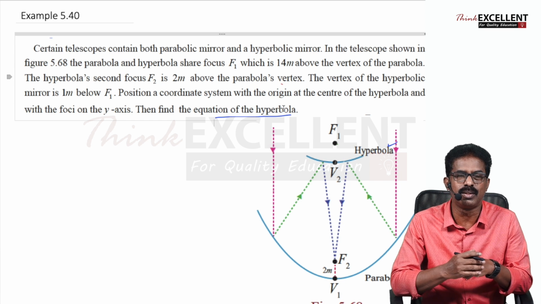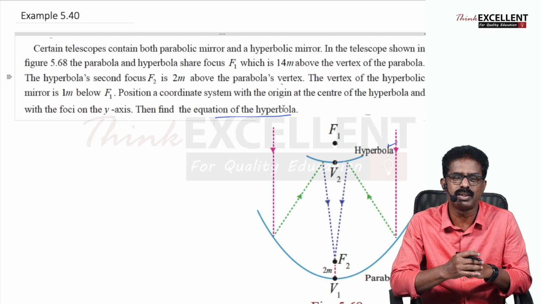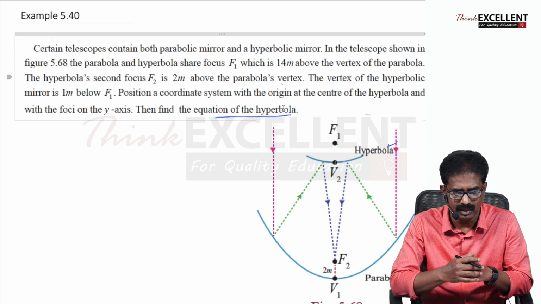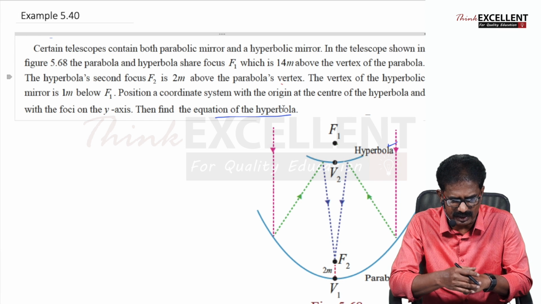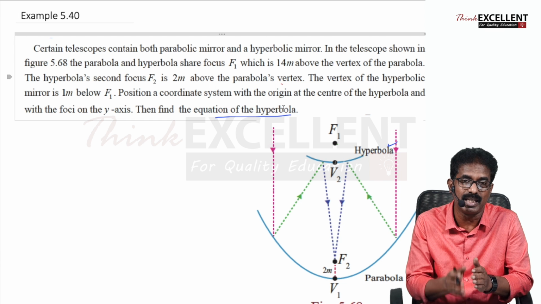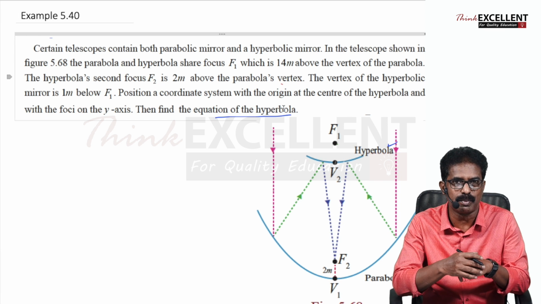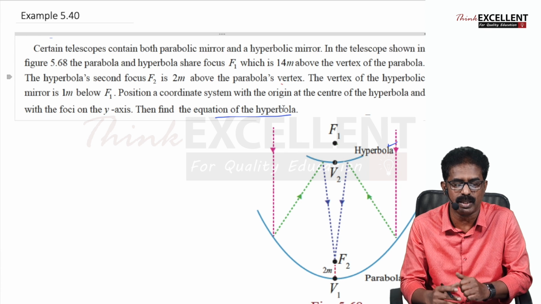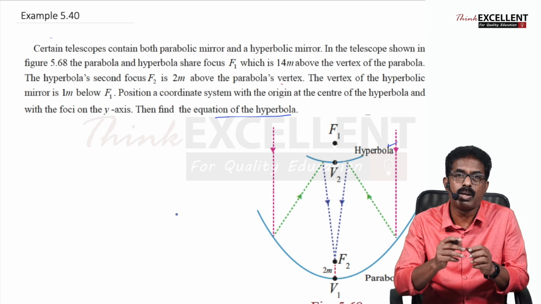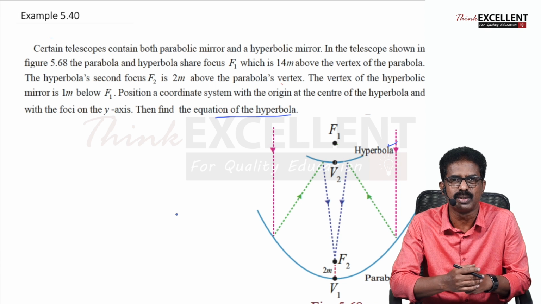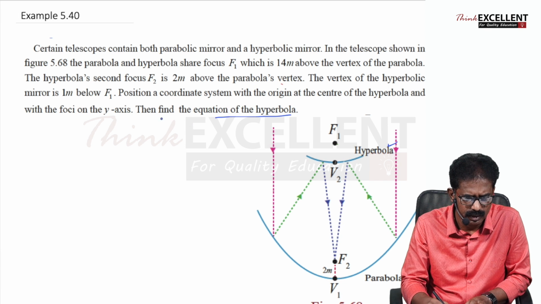So what are the things you need? We want to find the equation of the hyperbola, so you must know what type of hyperbola it is, right? In the diagram they have given two foci, F1 and F2. One is at the top, one is at the bottom, vertically. So you know this is the second type of hyperbola, where y square by a square comes first. Then you need the center. Then a square and b square, and you can find the equation of the hyperbola.